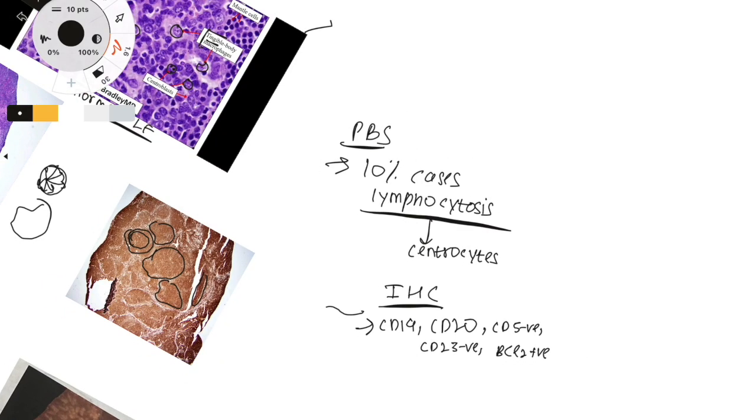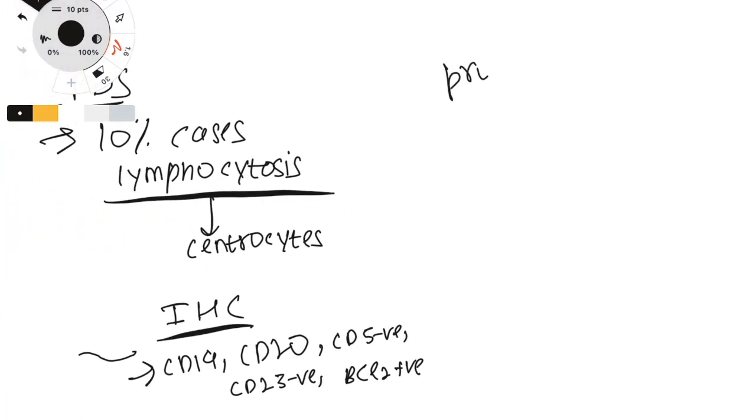So that is what I'm trying to say, that BCL2 is a sure shot marker which helps us in diagnosing follicular lymphoma. And when we get CD5 and CD23 negative, then we are just 100% sure that yes, this is a case of follicular lymphoma, and that's how we proceed with our patient. Now if you are talking about prognosis, then the prognosis is not good.